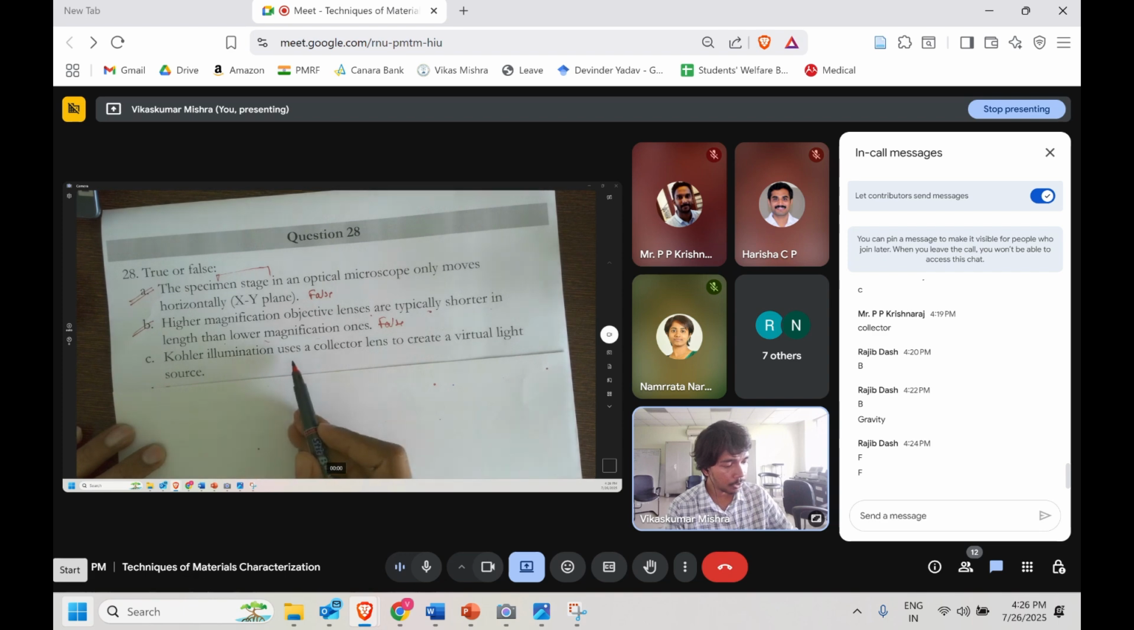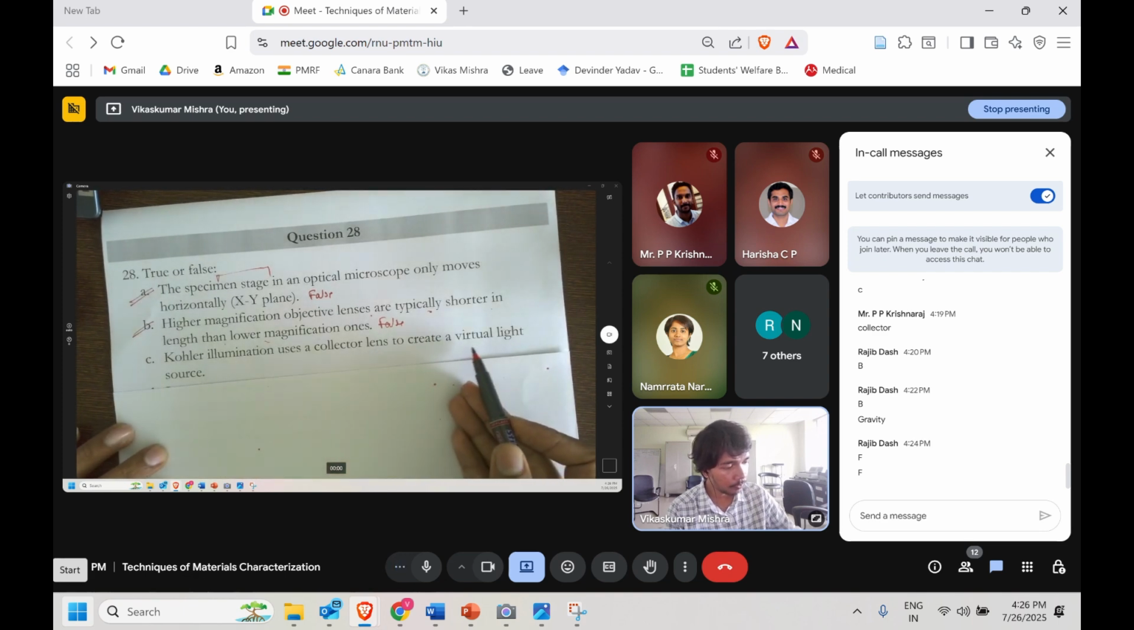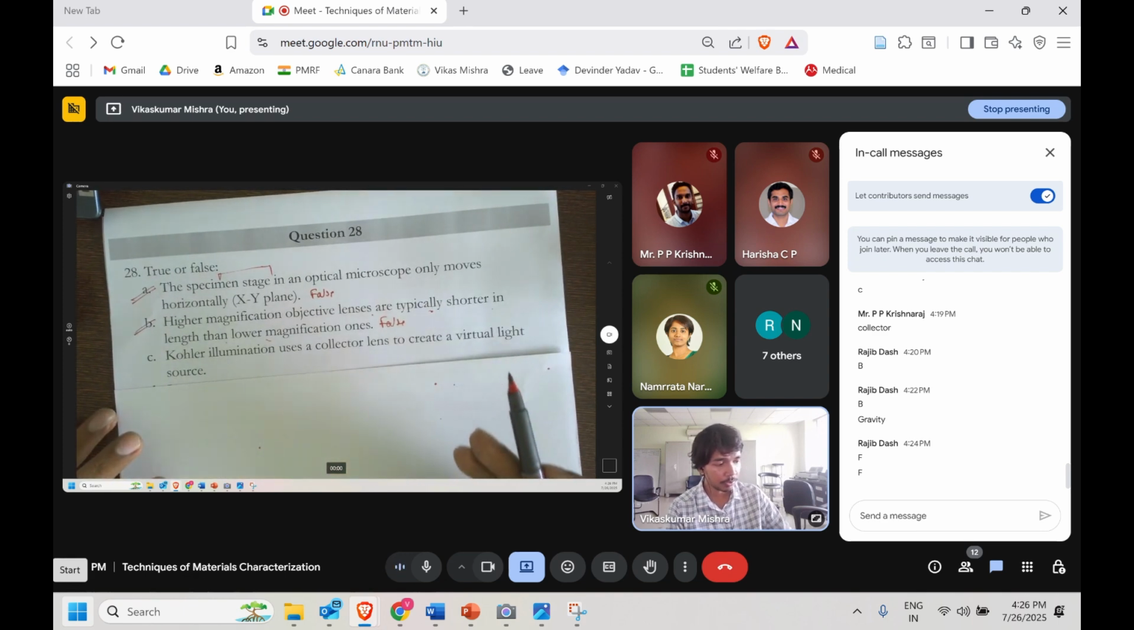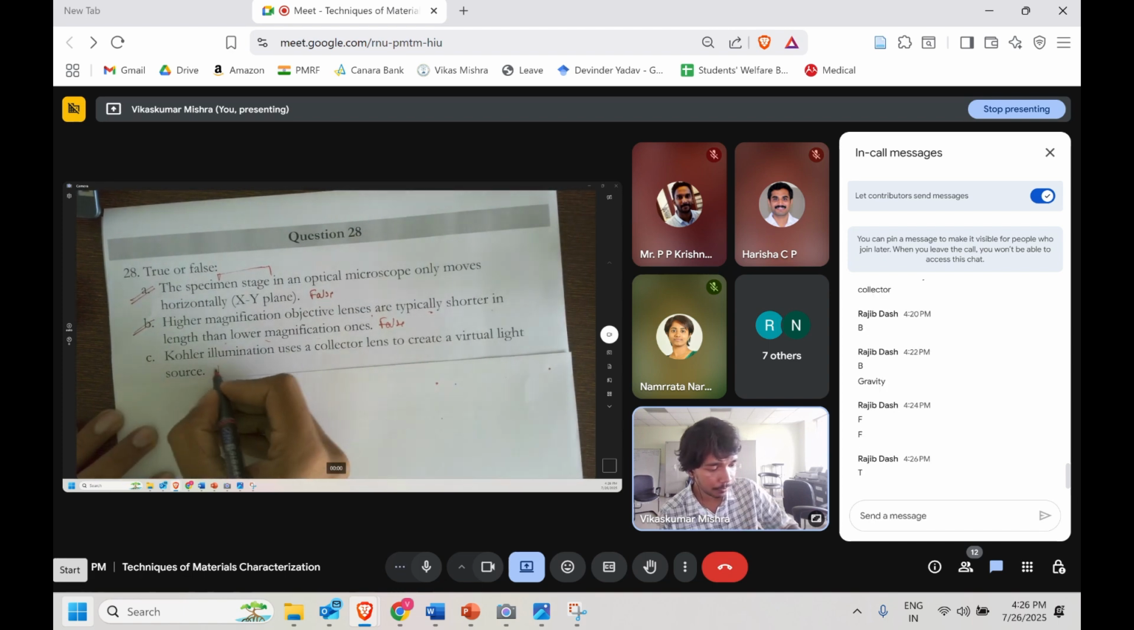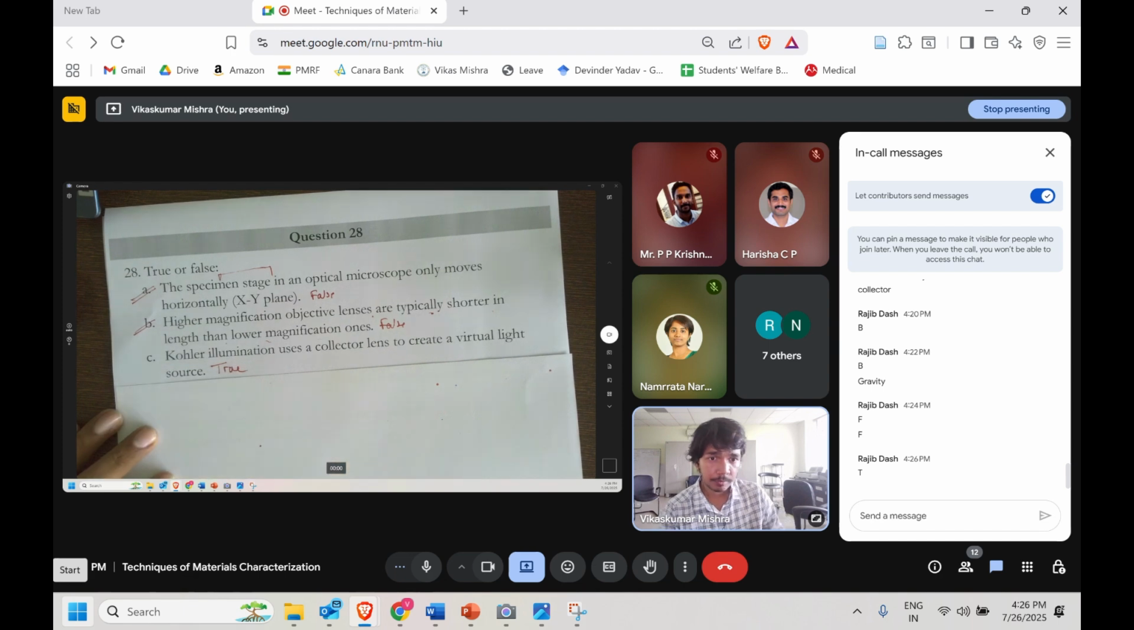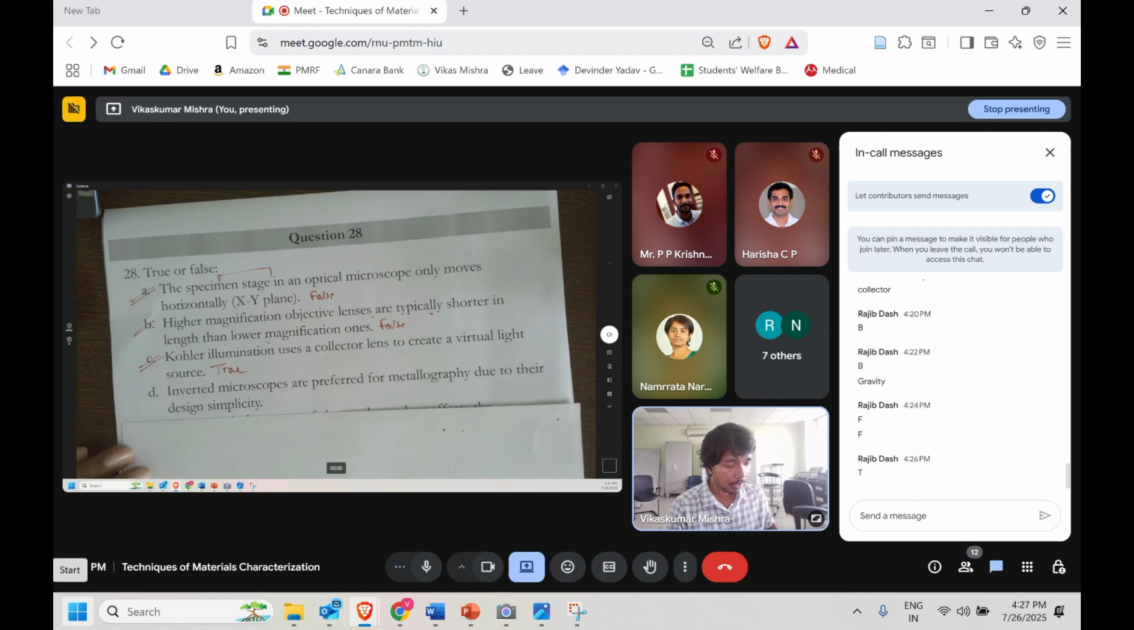Köhler illumination uses a collector lens to collect the virtual light source. What do you think? True. Right. So with that, we have solved question number 3.